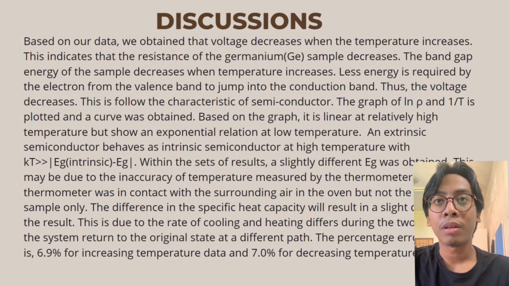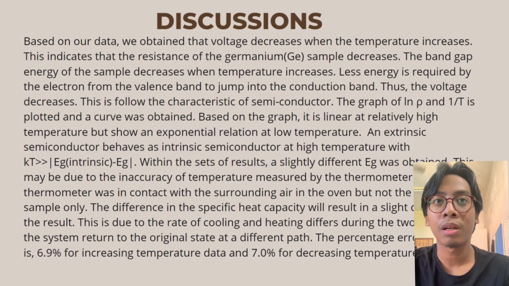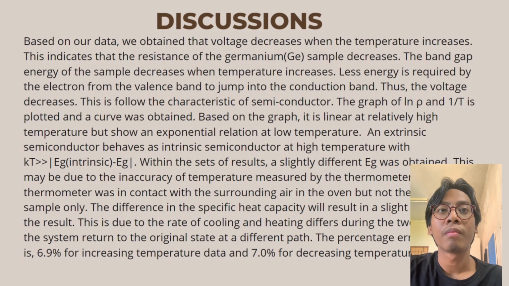And then we make a graph of ln resistivity against 1 over T, and a curve is obtained. Based on the graph, it is linear at relatively high temperature, but shows an exponential relation at low temperature. An extrinsic semiconductor behaves as an intrinsic semiconductor at high temperature.